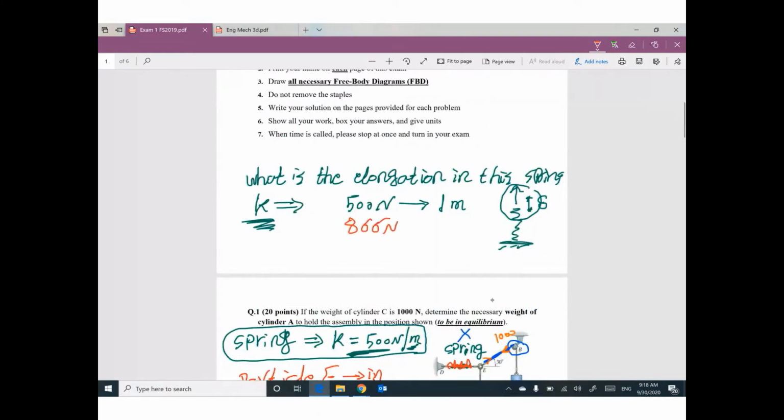Can you tell me what will be the elongation? So the elongation will be 866 times 1, this one times this one, divided by 500. So I can figure out the value of delta: 866 divided by 500. It will be 1.73 meter.